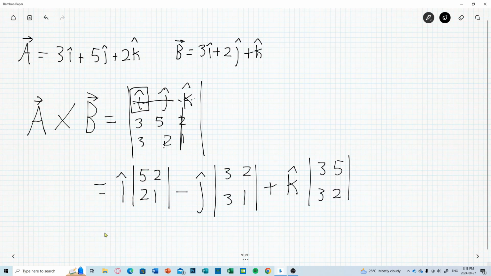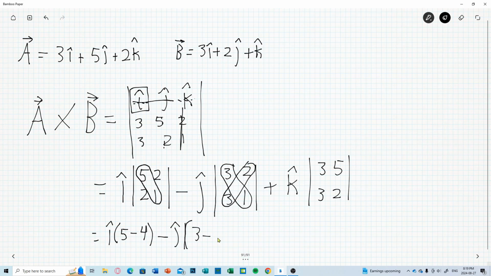I'm going to just put this at the bottom. We're going to have i multiplied by the same thing, the right diagonal minus the left diagonal. i of 5 multiplied by 1, which is just 5, minus 2 multiplied by 2, which is 4. And now we have minus j of 3 multiplied by 1, so we're going to have 3, minus 3 multiplied by 2, which is 6. So 3 minus 6, plus k multiplied by 3 multiplied by 2, which gives us 6, minus 3 multiplied by 5, which is 15.